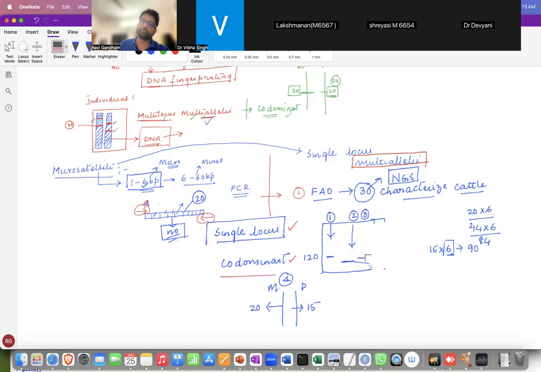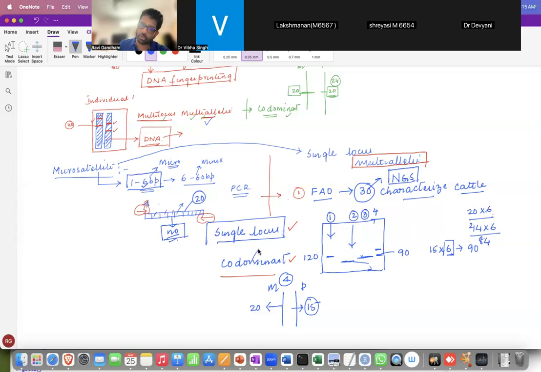Let us say you have around 4 individuals now. If you are looking at the 4th individual here, now what did I tell you? This corresponds to what? 90 base pairs. Here, since this is 15, you'll have a 90 base pair fragment here, as well as what? You will also be having a 120 base pair fragment. It means both of them are present on both the chromosomes. That's what I told you.